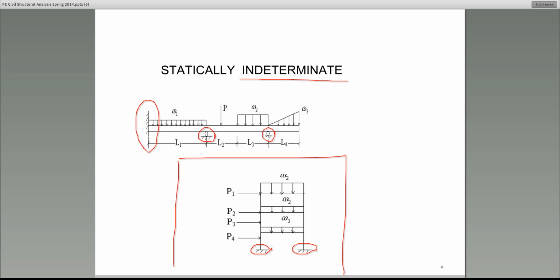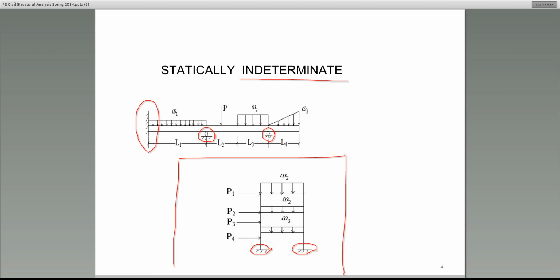Do you see any hinges? No. So the equations of equilibrium, 3. So we have 3 equations of equilibrium and 6 unknowns. Definitely indeterminate. And to what degree? Third degree. 6 minus 3.